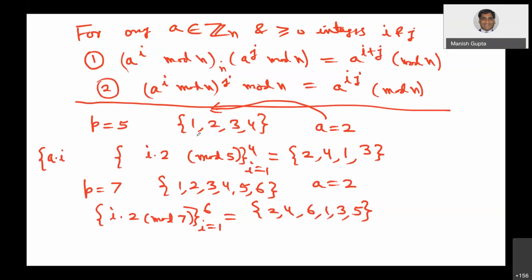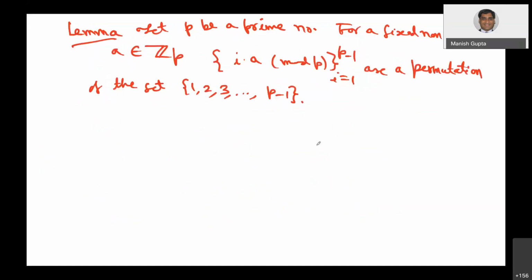When we consider this set, it is nothing but a permutation of the original set, the set 1, 2, 3 up to p minus 1. Got it? Whatever we have observed in the example, I have written as a lemma now. Now we come to our main result.